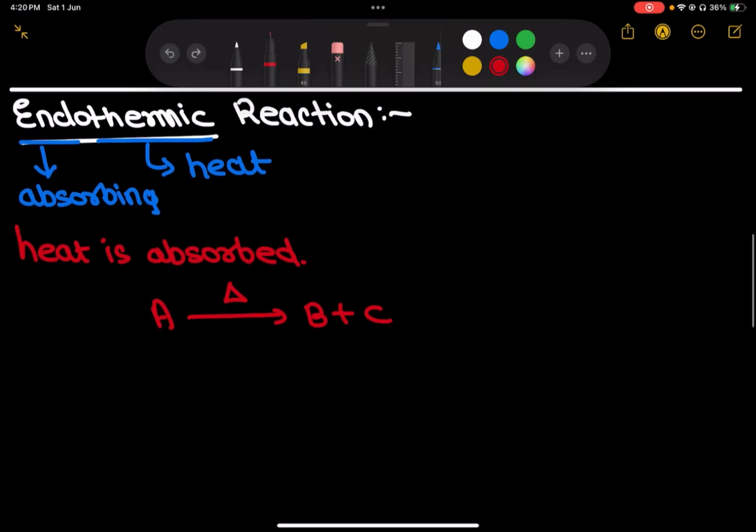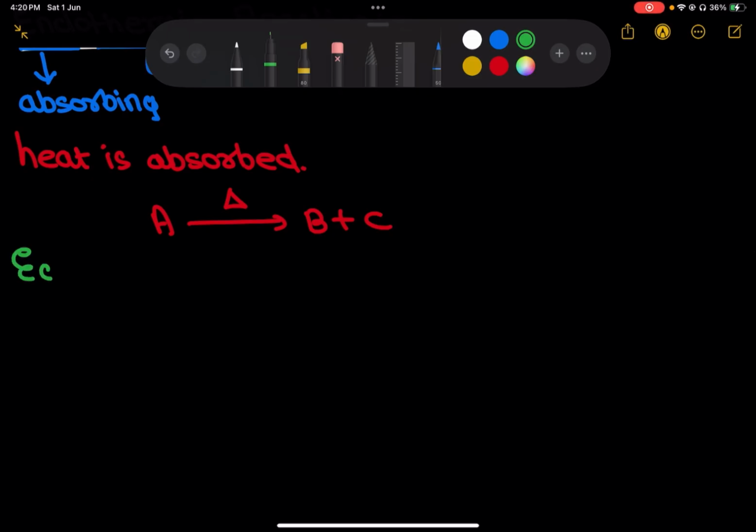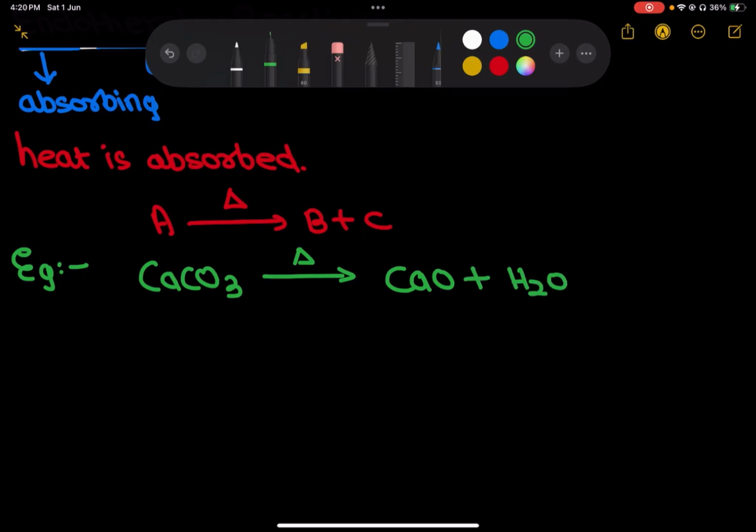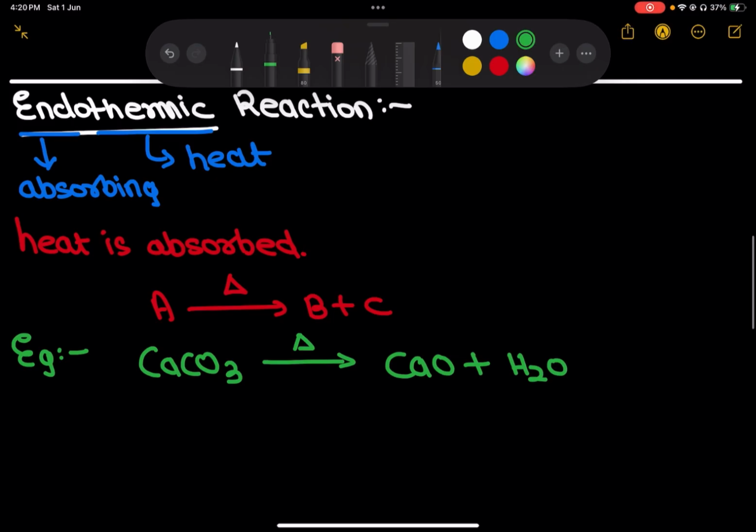Let's see a quick example. One of the very common examples: CaCO3, calcium carbonate, when heated gives calcium oxide plus water. So this is a very basic example of an endothermic reaction.